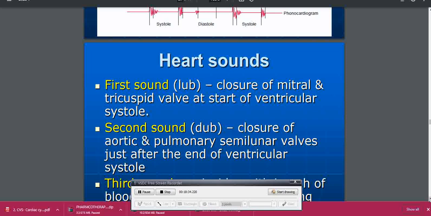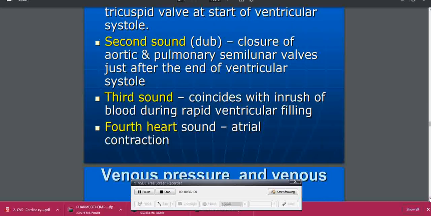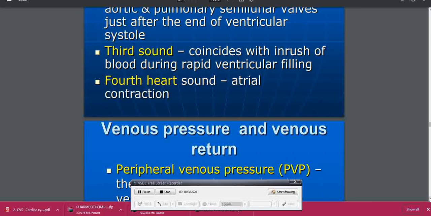We still have the heart sounds: the first sound, the lub, and the second sound, the dub. Then the third sound, which is concerned with the inrush of blood during rapid ventricular filling. And then the fourth sound, which is atrial contraction.